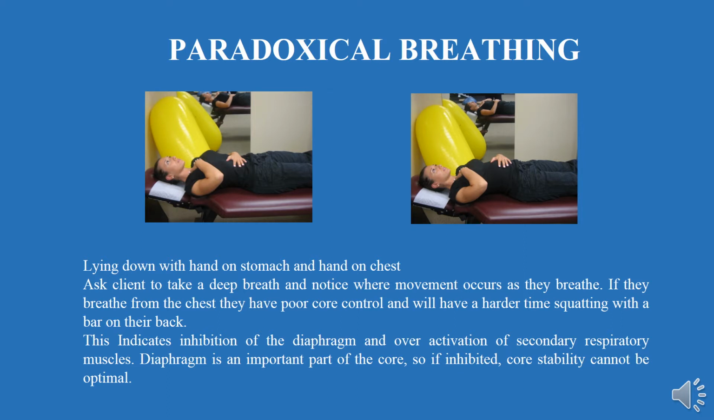If they breathe from their chest and have poor core control, you will see the hand on their chest raise up. If they breathe from their stomach, where they are supposed to, you will see their hand on their stomach raise up. If someone is a paradoxical breather, it indicates an inhibition of the diaphragm and overactivation of secondary respiratory muscles. The diaphragm is an important part of the core, so if it is inhibited, core stability cannot be optimal.